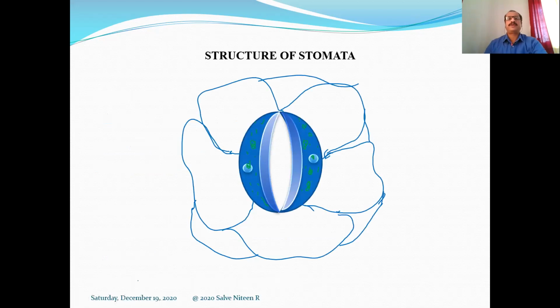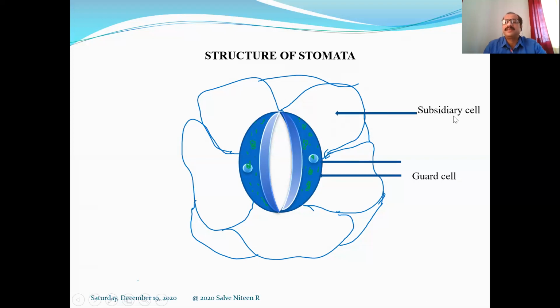So before studying stomatal transpiration, we need to understand the structure of stomata. You know, stomata are microscopic openings or pores which are present both on the upper and lower epidermis of leaves and green herbaceous stems. These are meant for gaseous exchange, and through these pores, transpiration takes place. Each stomata, you can see here, consists of two specialized epidermal cells, called guard cells. These guard cells are kidney-shaped or bean-shaped in dicot leaves, whereas the guard cells are dumbbell-shaped in monocot leaves. These guard cells are surrounded by some unspecialized epidermal cells, called subsidiary cells.